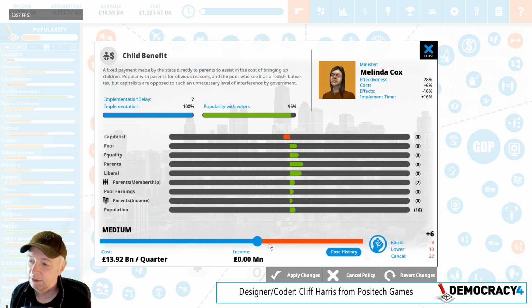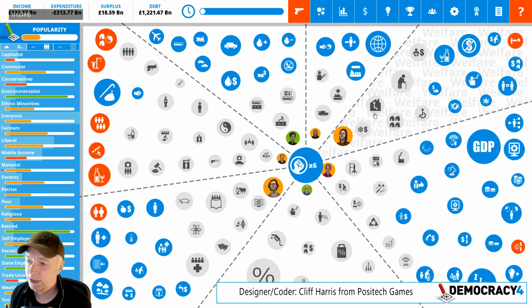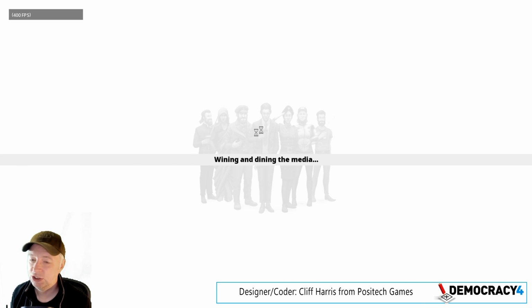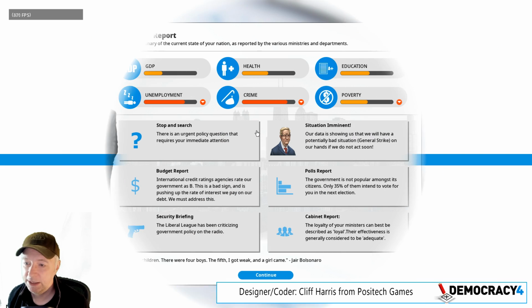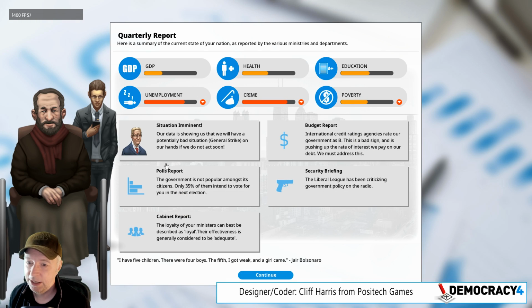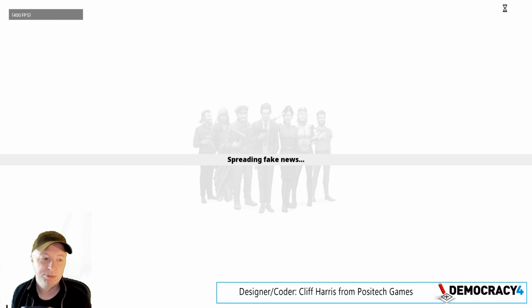I can't cut that. What can I cut? Yeah, screw the poor, allow debt collection. I want something to kick in. Yeah, that'll annoy people. We'll do that. General strike is on our hands. Yes, good. Bring it. I'm just whizzing through this.